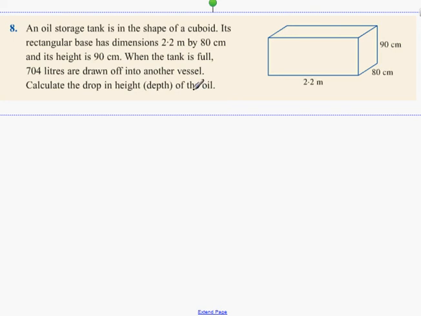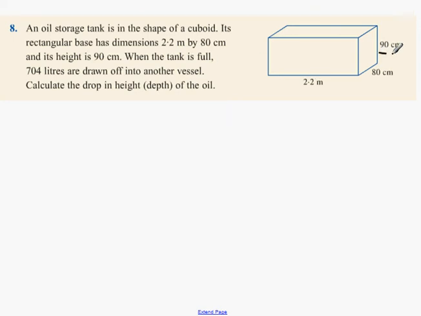Okay. Now, next thing we're looking at is Charlie was right about getting the volume, but there's one problem here. See the 2.2? It's not compatible with centimetres. So what do you change 2.2 into? 220. Now, we're going to get the oil storage tank is in the shape of a cuboid. It's rectangular base, dimensions 2.2 by 80 by 90. When the tank is full, so we have to find out how big is the tank.